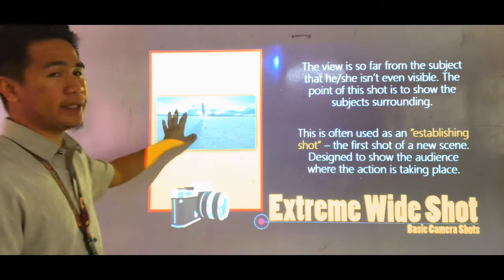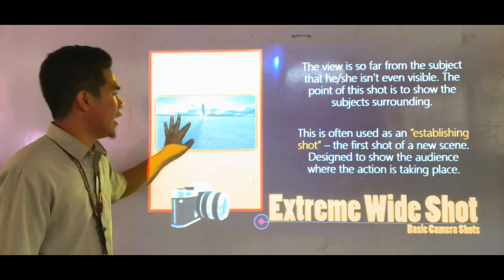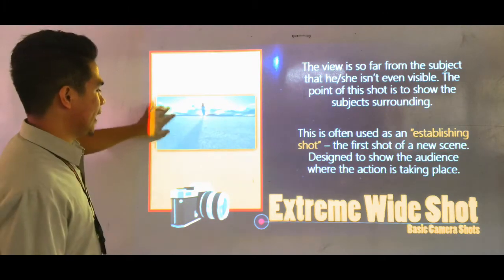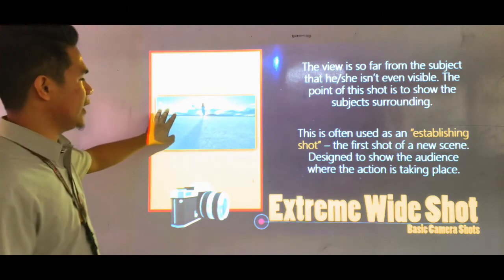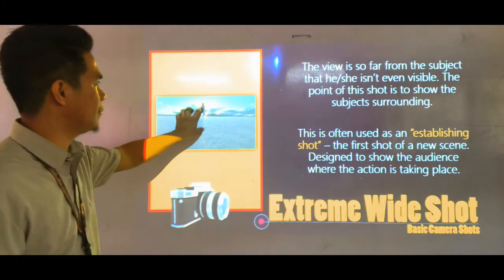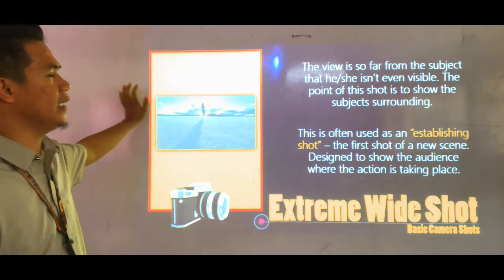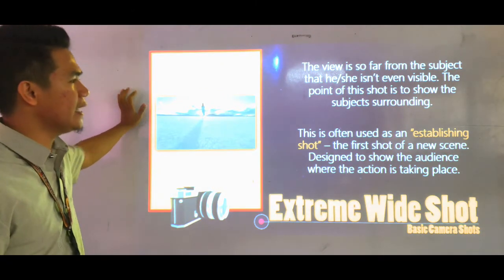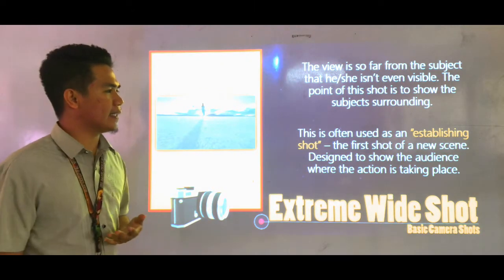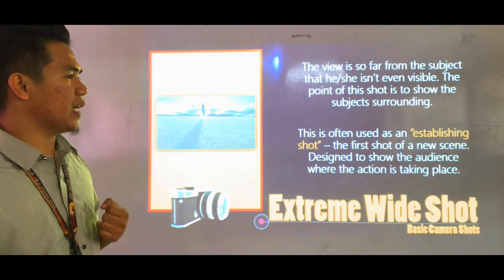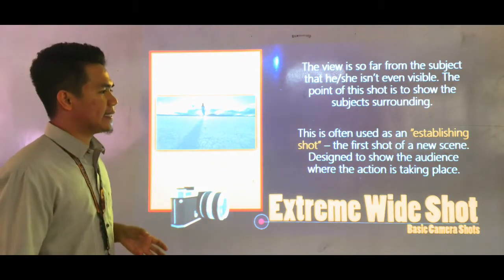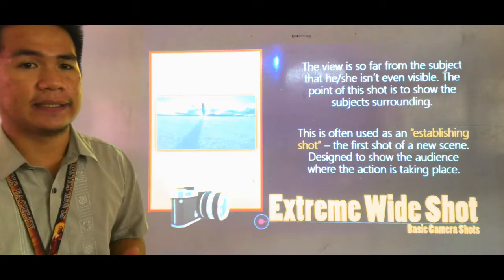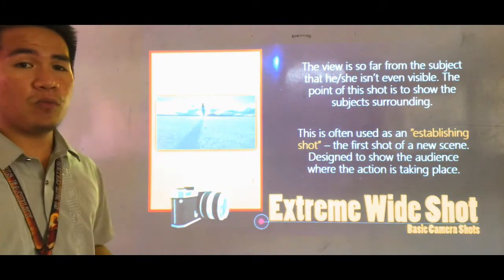Kaya pag mapapansin nyo yung picture dito na nilagay ko, yung babae nakatayo lang siya dyan, and then extreme wide shot yung nakuha. So parang hindi nyo na din nakikita, it's not visible yung babae dyan. The point of this one is to show the subject surrounding. This is often used as an establishing shot, the first shot of a new scene, designed to show the audience where the action is taking place. So that is the extreme wide shot.